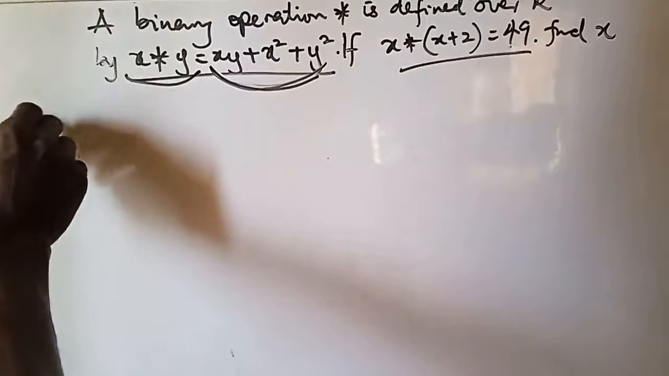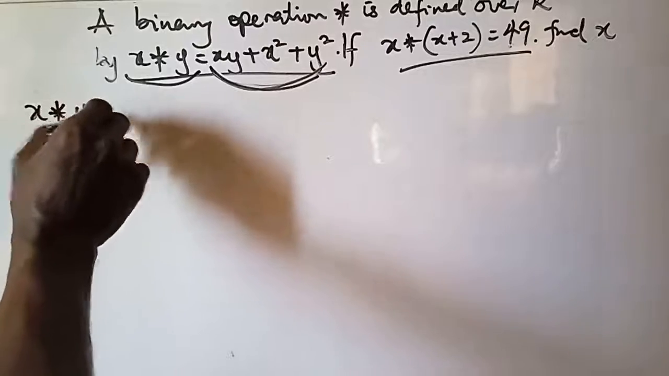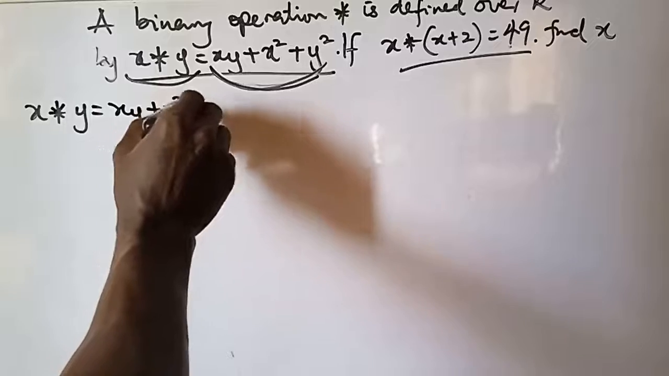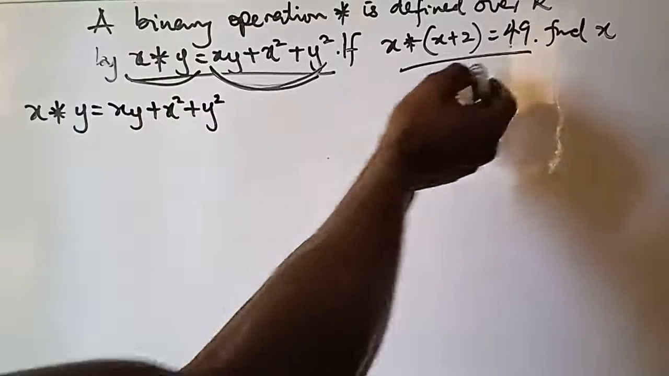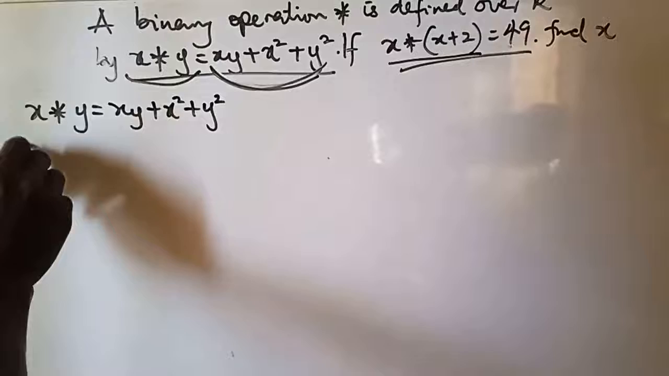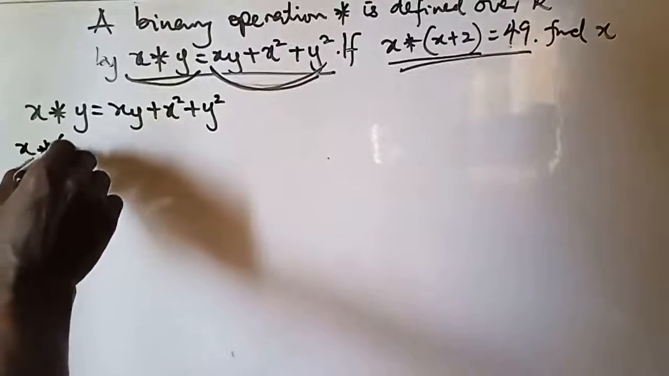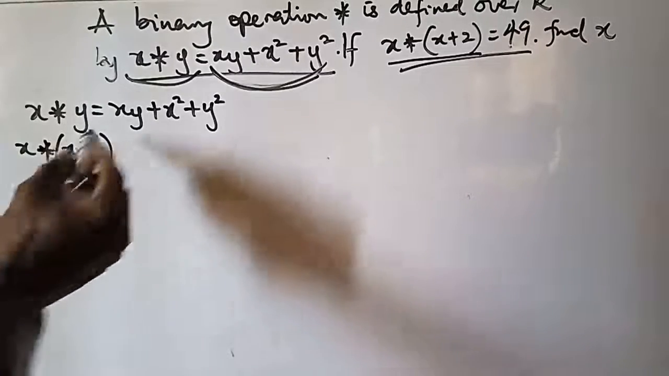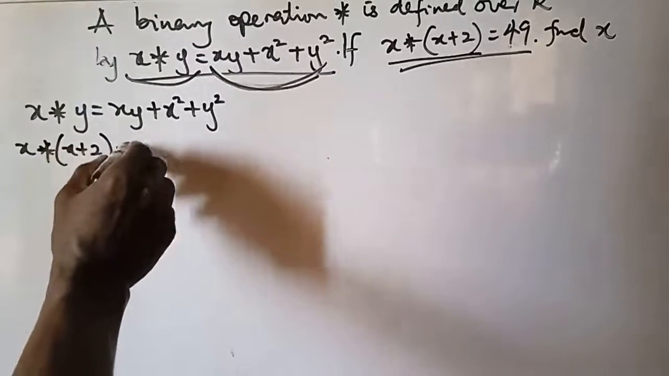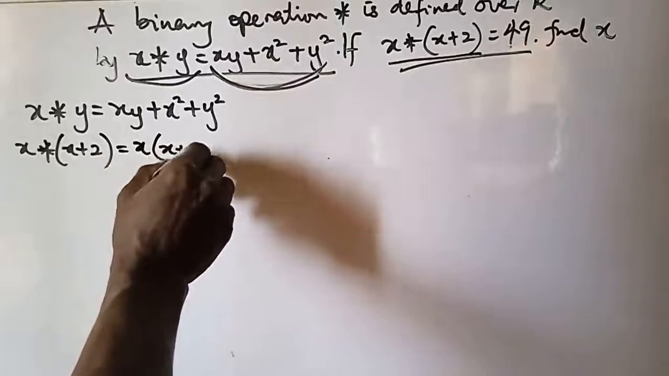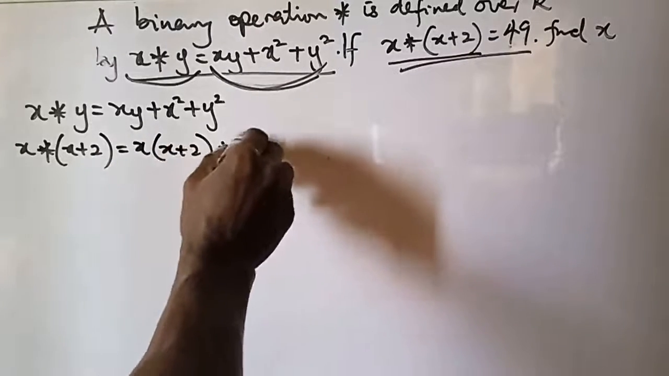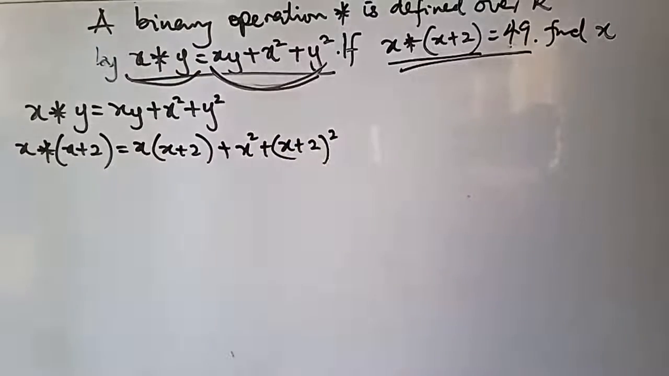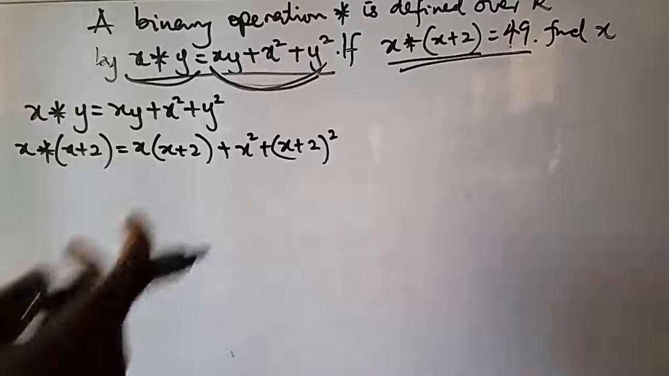Take note that x operation y gives you xy plus x to the power 2 plus y to the power 2. Now let us replace it with this. So here we have x operation (x plus 2). Here we replace y with x plus 2, which means x times (x plus 2) plus x squared plus (x plus 2) all raised to power 2. So as such, let us now expand.